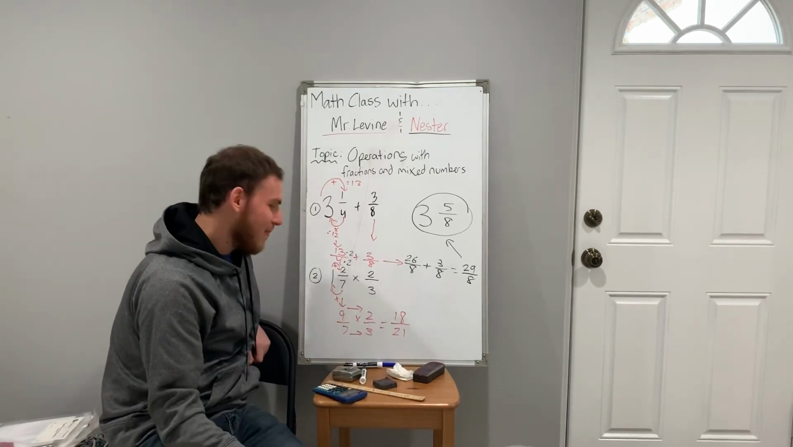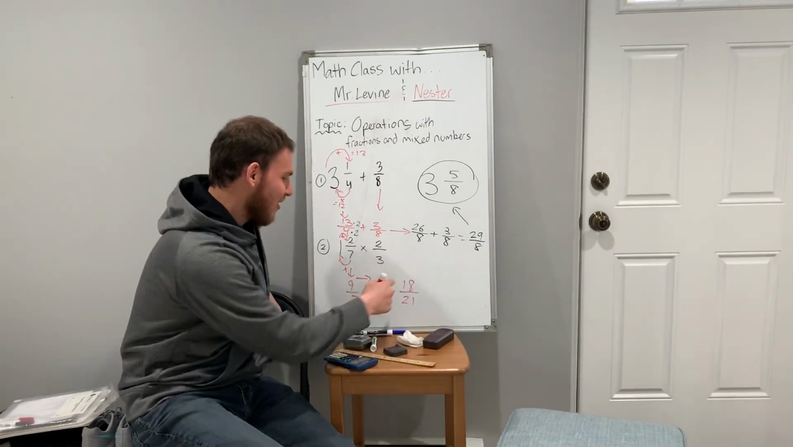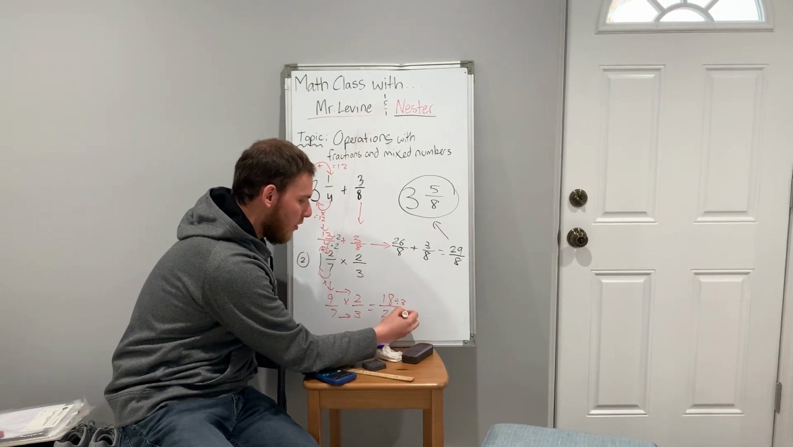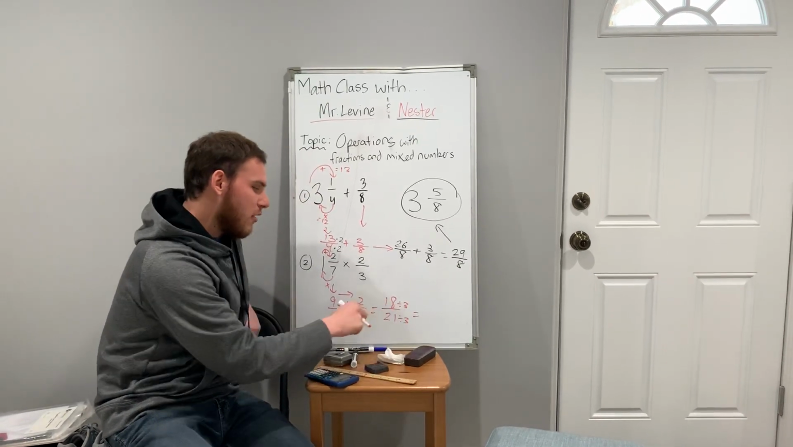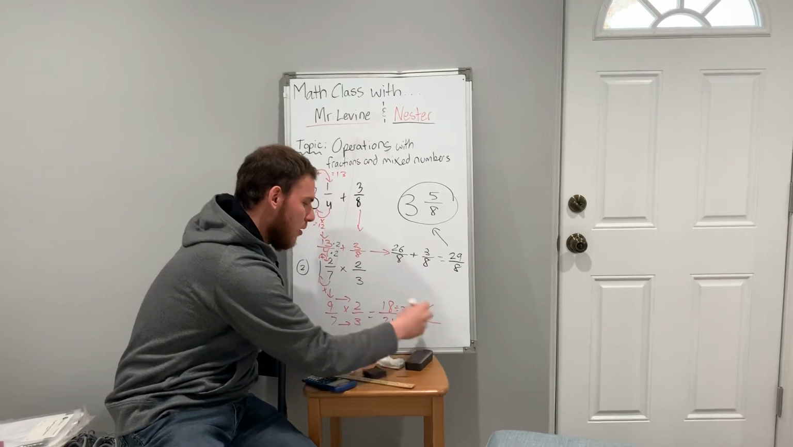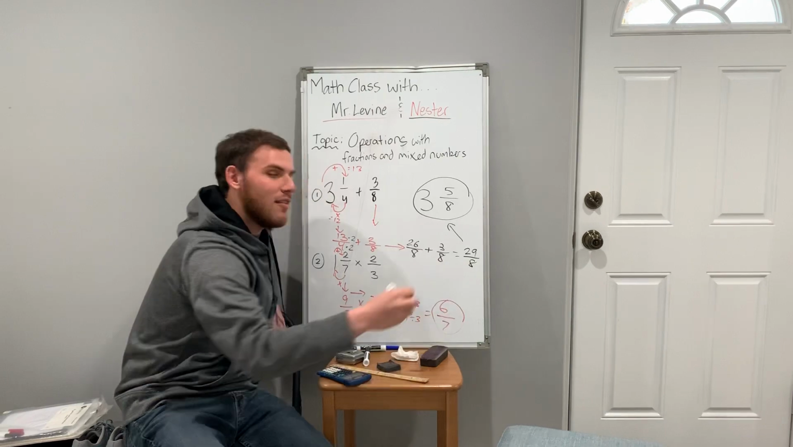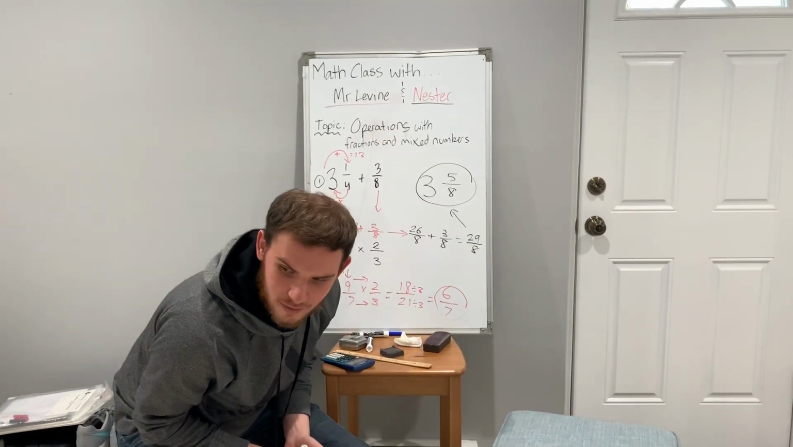We could simplify that because 3 goes into both of those. So 18, remember, same thing on the top and the bottom. We're going to simplify. 18 divided by 3 is 6. 21 divided by 3 is 7. And our final answer is 6/7. What do you think of that, Nestor?